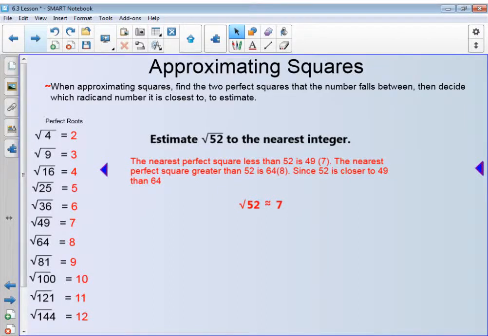I know some of you will use your calculators, but for right now, I want you to practice this concept just so that you can understand how to do it even if you didn't have your calculator. Okay, so when approximating squares, we're going to find the two perfect squares that the number would fall between. And then we're going to decide which radicand number it is closest to estimate it. So it says estimate the square root of 52 to the nearest integer.